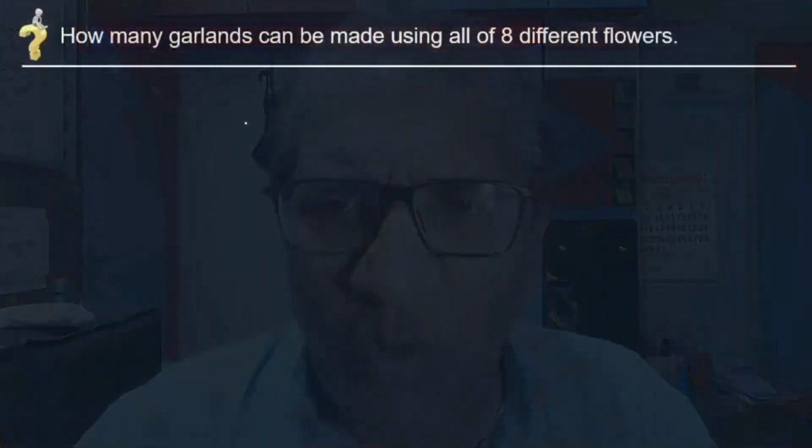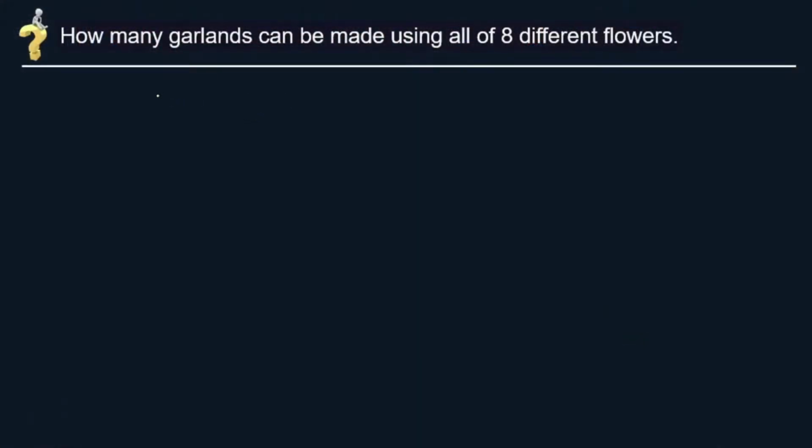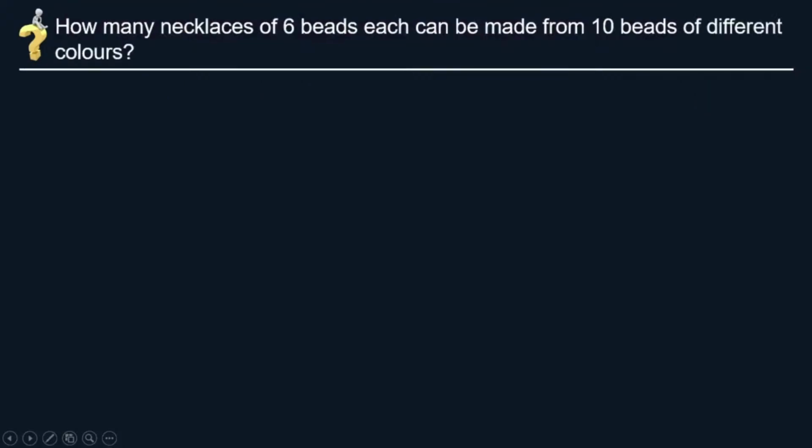So in this case, since there are 8 different flowers, they can be arranged in the garland in 8 minus 1 factorial different ways, but it will be divided by 2, as I have just explained. Anti-clockwise and clockwise arrangements are the same in the case of a garland or necklace. Therefore, the total number of ways will be half times factorial 7. Is it clear? Let us take the next problem.